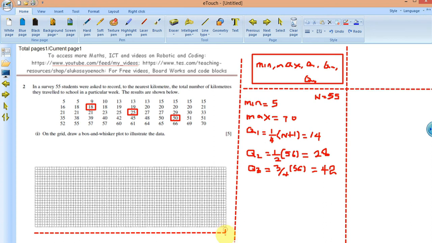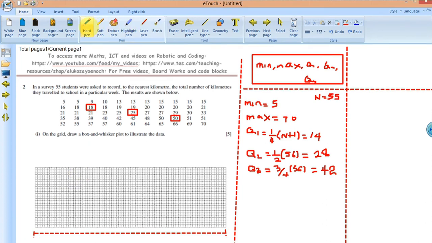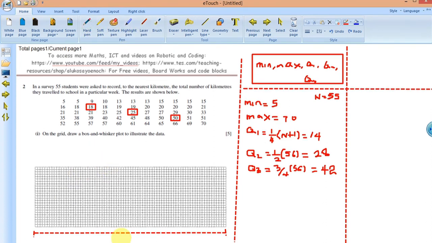So I want to know how many units. I'm not sure. I'll be careful to count these small boxes. It's too difficult for me, and I don't have the time. So I'll just go ahead and use my ruler. Okay, so this is kilometer. So this is the scale.